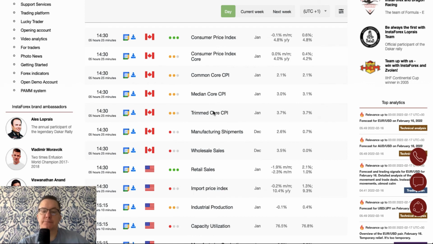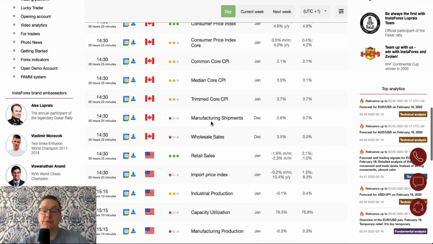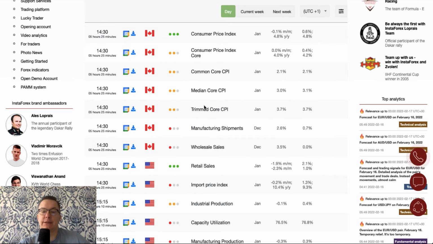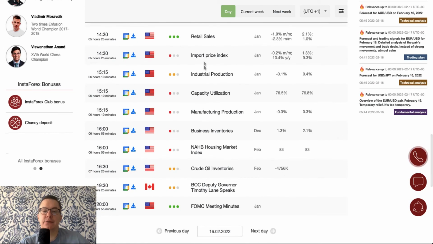We got all of these sub indices of the CPI. It's very handy to have them, and it's really the key situation here to keep an eye on these sub indices. And retail sales from the US, it's supposed to increase from minus 1.9% to 2.1%. Industrial production data are scheduled for release at 3:15 together with the capacity utilization and manufacturing production.